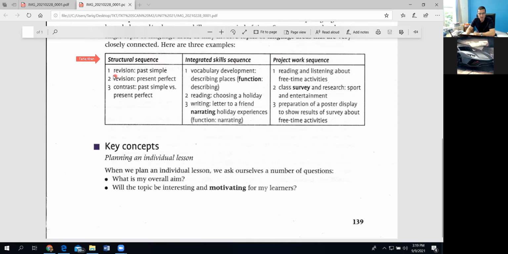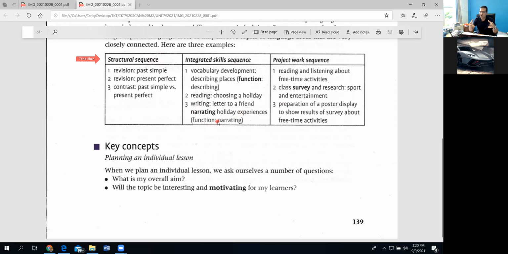Structured sequence, number 1: revision, past simple; revision, present perfect; contrast, past simple versus present perfect. That's a structural sequence, in grammar, which we are going to teach. Now, integrated skill sequence: number 1, vocabulary development, describing places; number 2, reading, choosing a holiday; number 3, writing a letter to a friend, narrating holiday experiences.